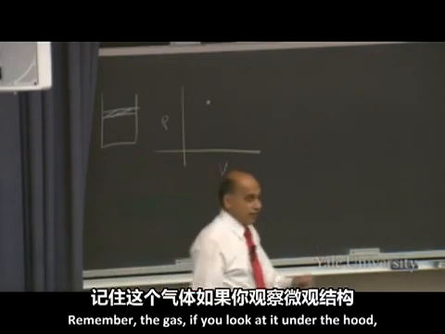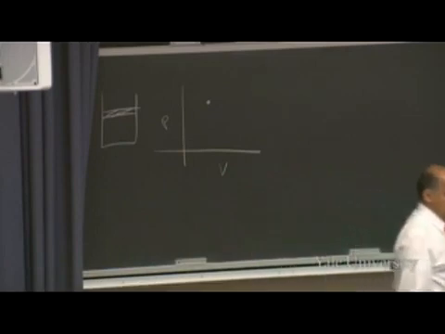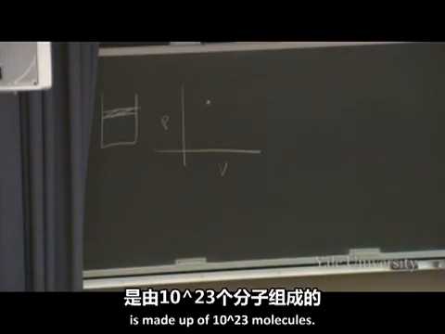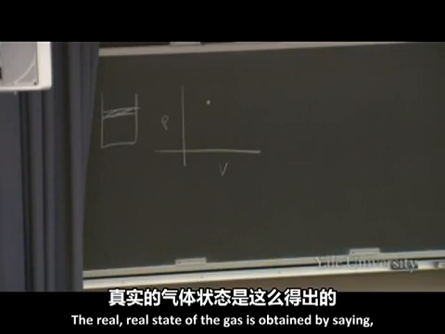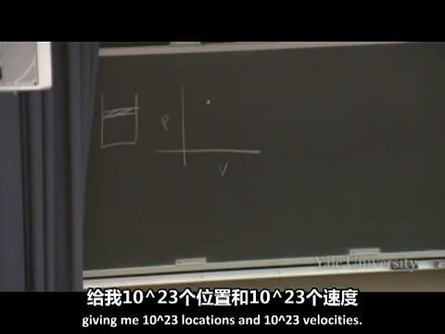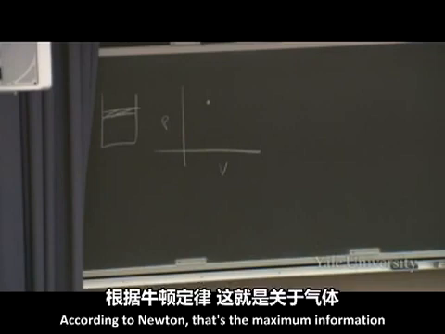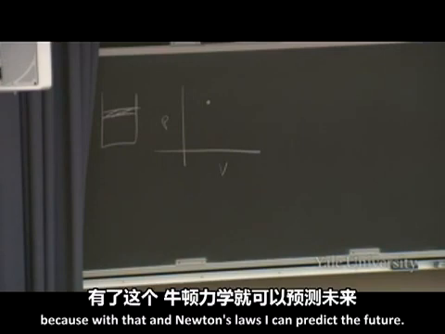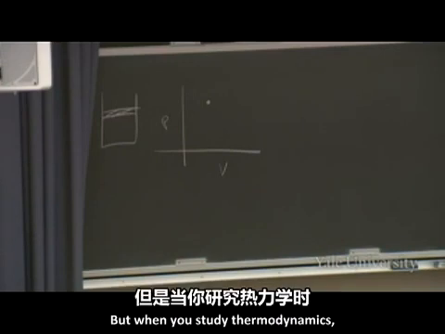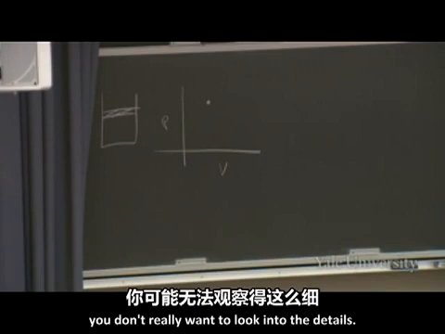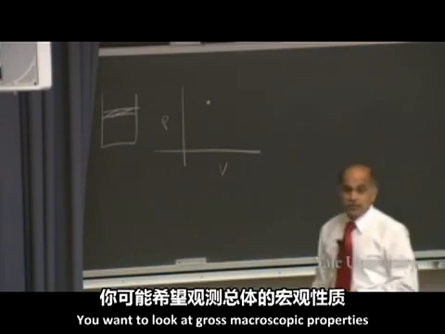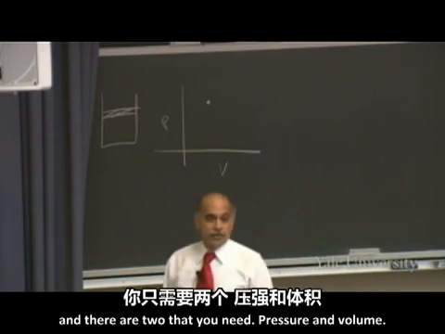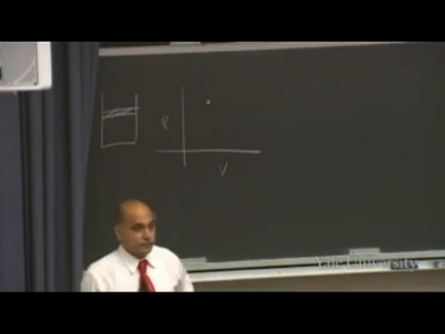Remember, the gas, if you look at it under the hood, is made up of 10 to the 23 molecules. The real state of the gas is obtained by giving me 10 to the 23 locations and 10 to the 23 velocities. According to Newton, that's the maximum information you can give me about the gas right now. Because with that and Newton's laws, I can predict the future. But when you study thermodynamics, you don't really want to look into the details. You want to look at gross macroscopic properties, and there are two that you need, pressure and volume.